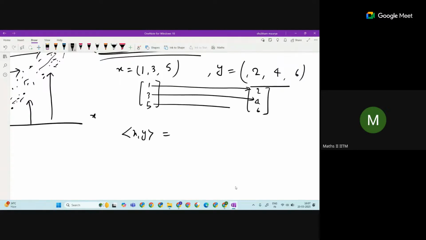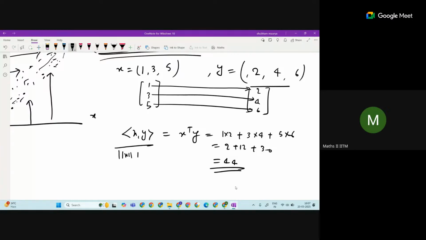Here 1 into 2, or in formula form, this is nothing but y transpose x. That is what it is, matrix multiplication. So if you do it, it will be 1 into 2 plus 3 into 4 plus 5 into 6. So 2 plus 12 plus 30, which is 44. This is what is happening, and then divide by the norm of x and the norm of y.